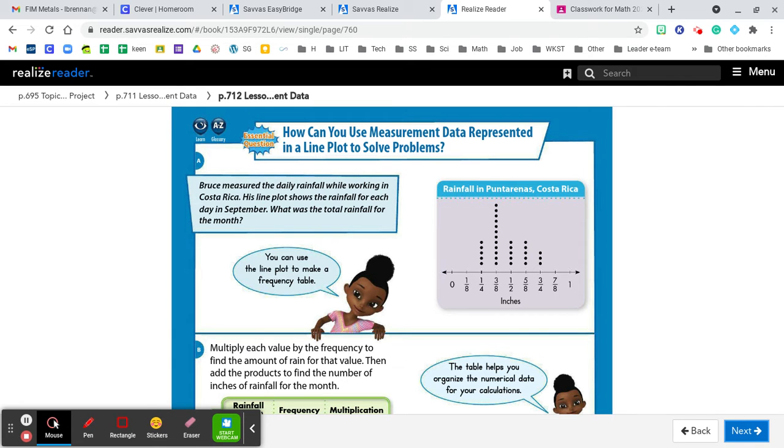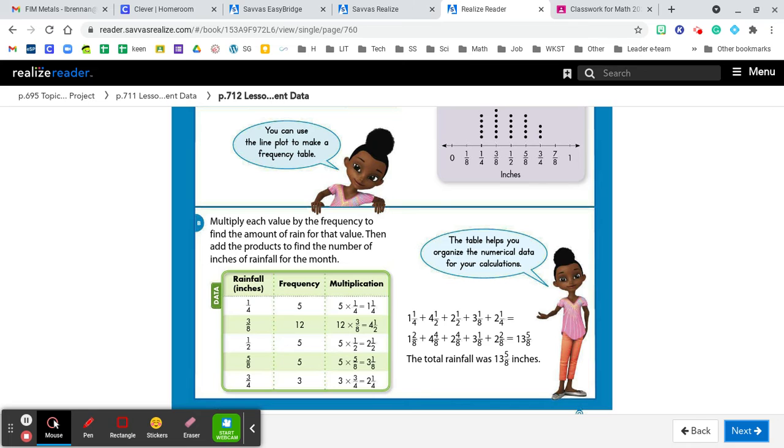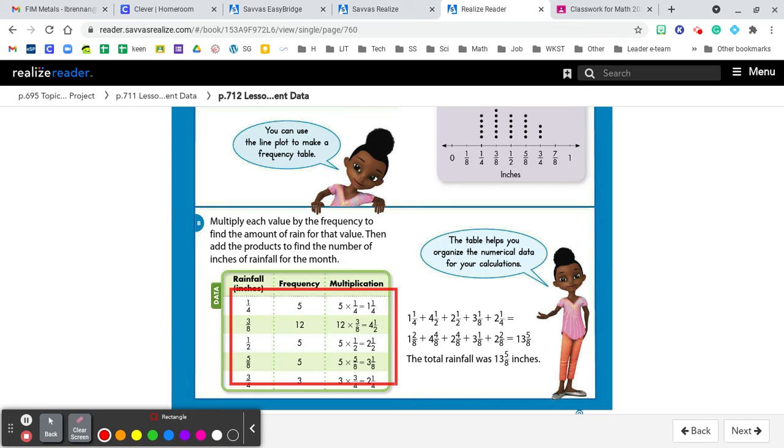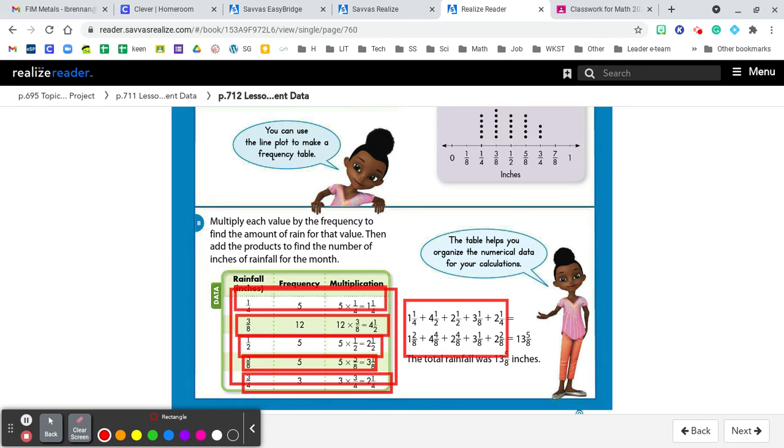How can you use measurement data represented in a line plot to solve a problem? Bruce measured the daily rainfall while working in Costa Rica. His line plot shows the rainfall for each day in September. What is the total rainfall for the month? You can use the line plot to make a frequency table. So you can see they've made a frequency table, and in the frequency table, they're going to multiply out each amount, add it all together, and they wind up getting the total rainfall.